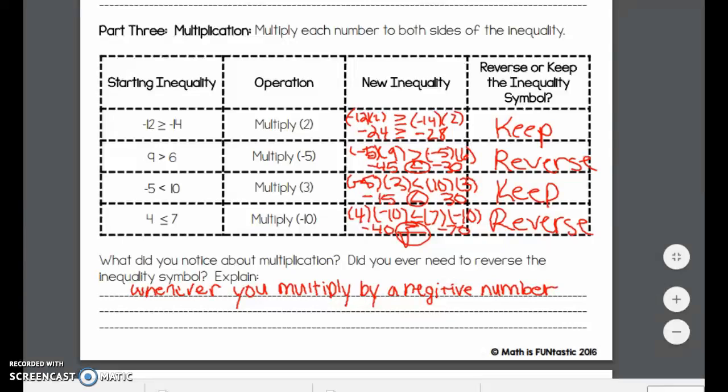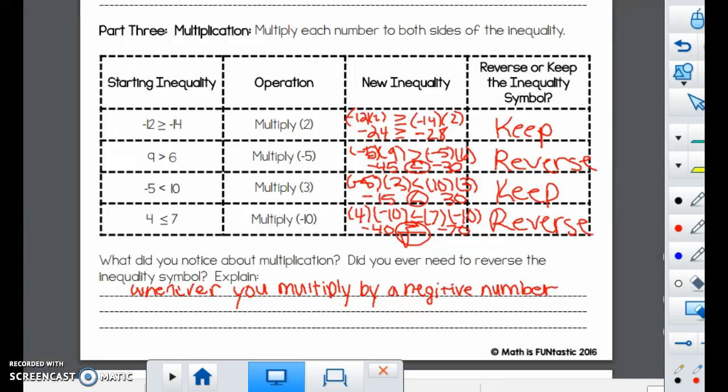Excellent job. Can you hit the triangle on the side? Hit the mouse. And hit pause.